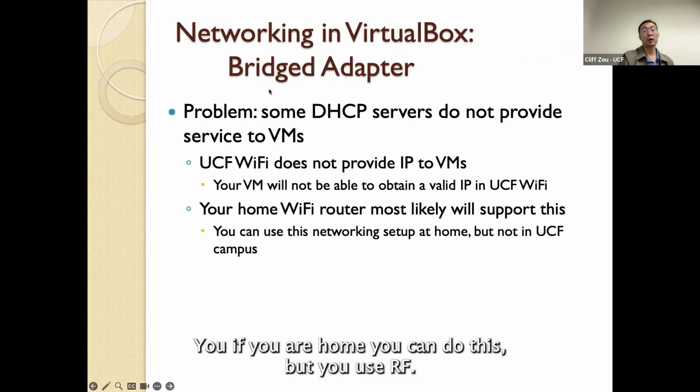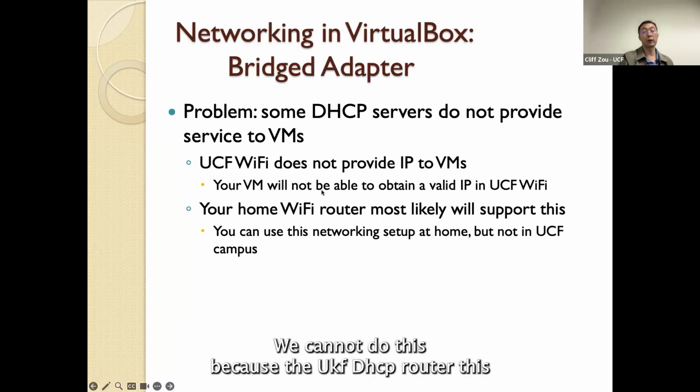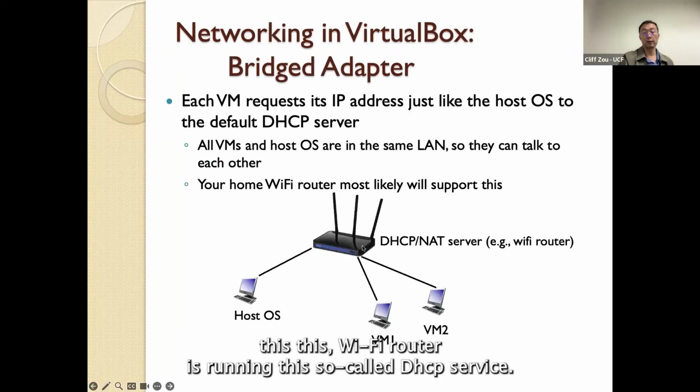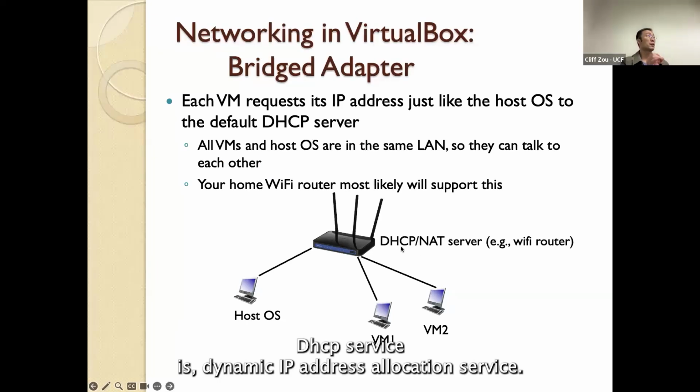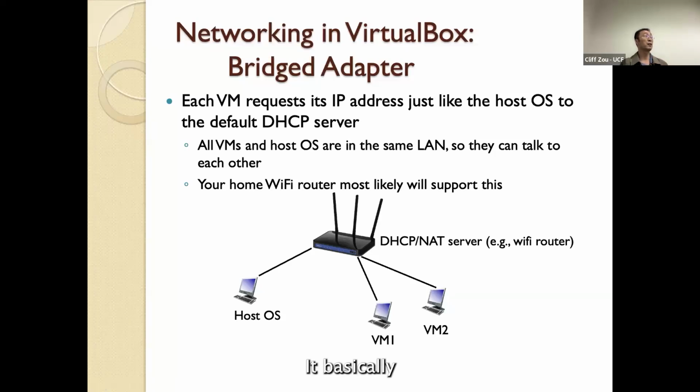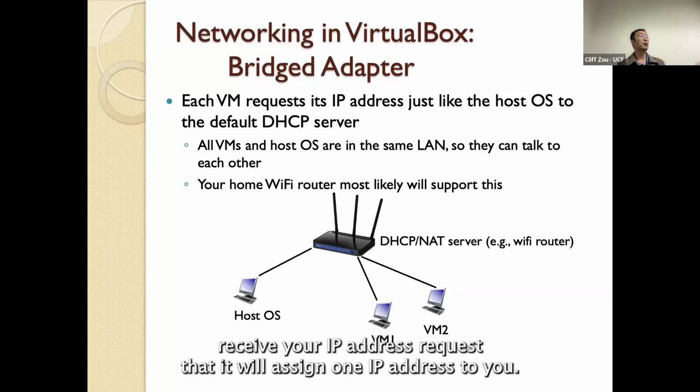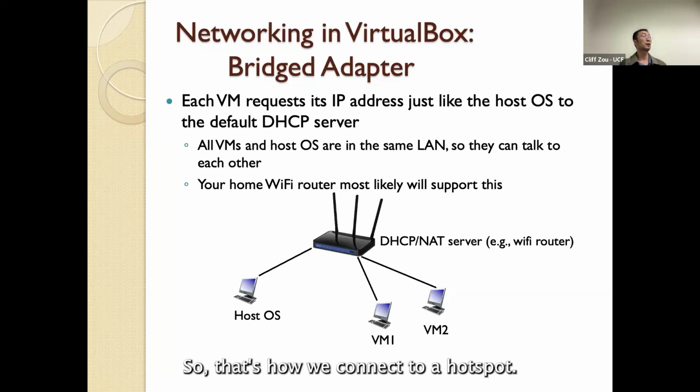At your home you can do this, but at UCF we cannot do this because of the UCF DHCP router. This Wi-Fi router is running the so-called DHCP service. DHCP service is a dynamic IP address allocation service. It basically receives your IP address request, then it will assign one IP address to you. So that's how we connect to a hotspot.